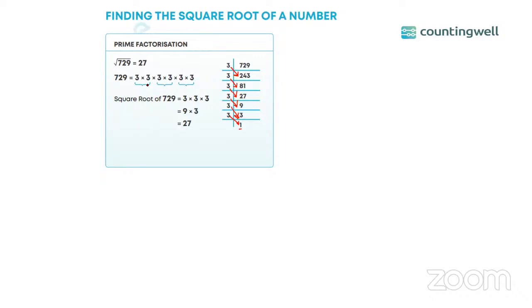Now, we pair these numbers and write the square root. As 3 is repeated twice, we take it as once. 3 is repeated twice again, we take it once. 3 is repeated twice, so we take it as once. And in this way, we have 3 times 3 times 3. So we have 9 times 3 equals 27.